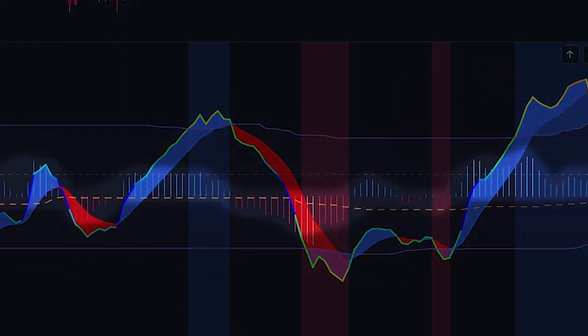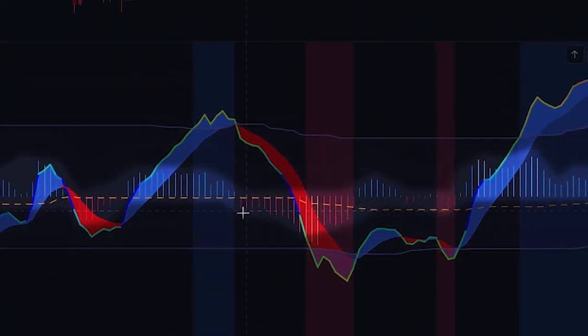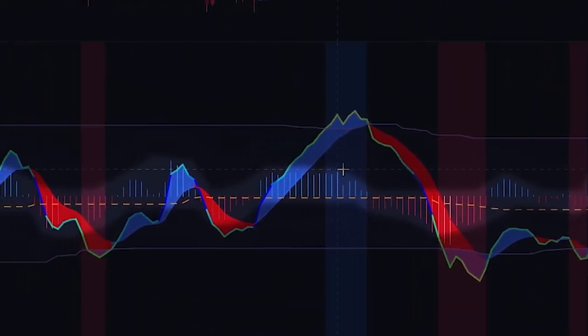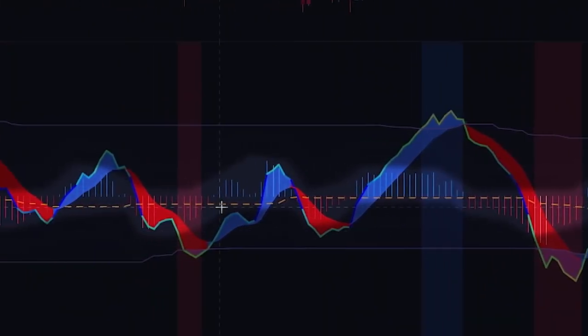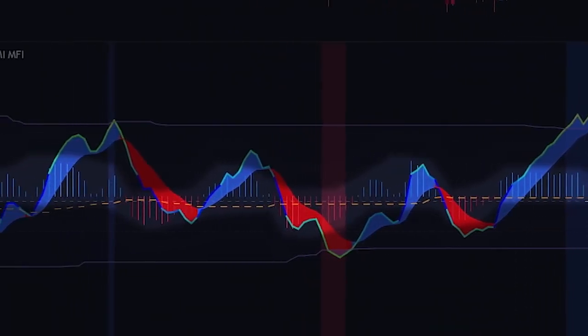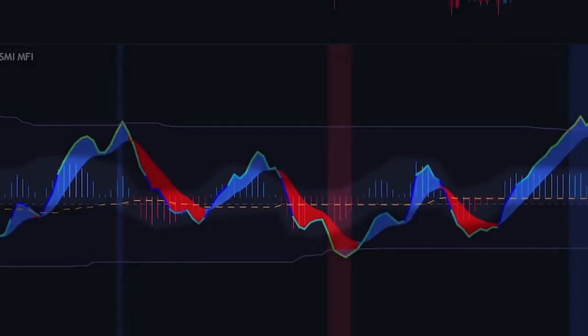The histogram featured on the indicator provides valuable information about the distance between the SMI MFI line and the moving average line. When these two lines are closer to each other, the bars on the histogram will appear shorter, reflecting the reduced gap between the lines.